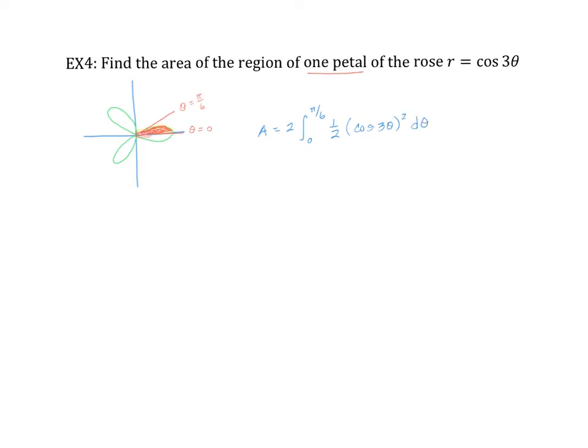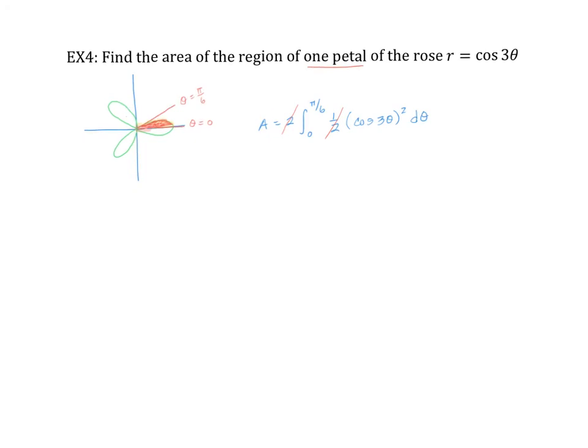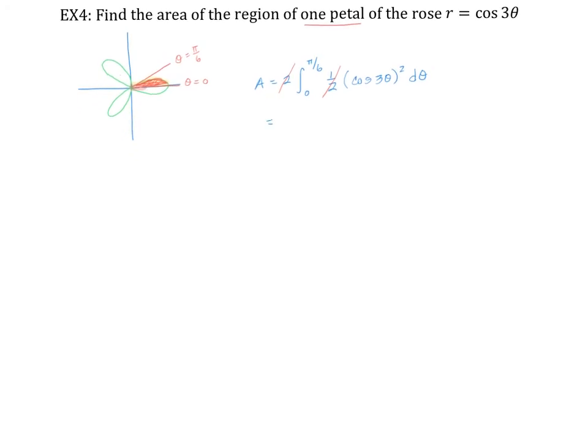Okay, so that's not so bad. If I had to find the area of all 3 petals, then instead of multiplying that by 2, I can multiply it by 6. And nice, these guys will cancel. And I have another problem, because this is going to be cosine squared of 3 theta d theta, and I don't know how to find the antiderivative for cosine squared.